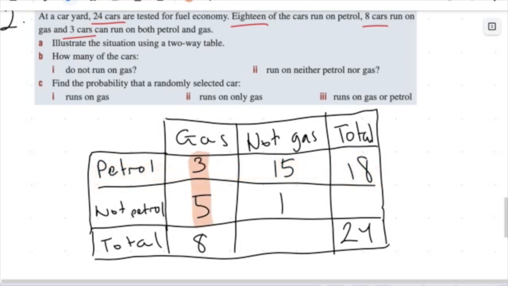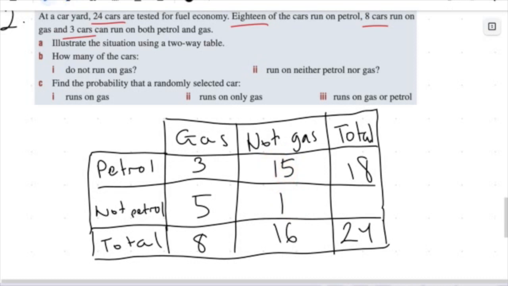As I go down, 3 plus 5 adds to give me 8. So in the same way, everything else here is going to add up. That's what's useful about these types of tables. So my total amount of cars that don't have gas, so not gas and petrol, and not gas and not petrol, is going to be 16. So I'm going to pop that down here.